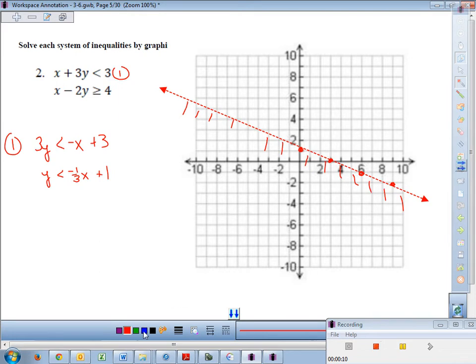Then the second guy, we'll put a number 2 next to it. Do some work for number 2. Put it in slope-intercept form. So I'll subtract x over, right? Then we'd have to divide both sides by that negative 2. And what happens when you divide an inequality by a negative number? That symbol switches. So this would be a positive 1/2 x minus 2. But that symbol had to switch because we divided by a negative.